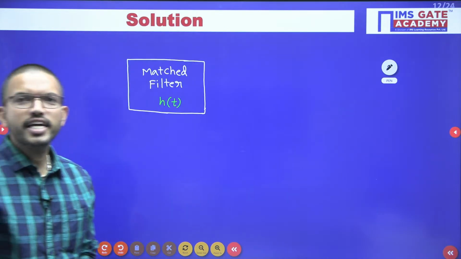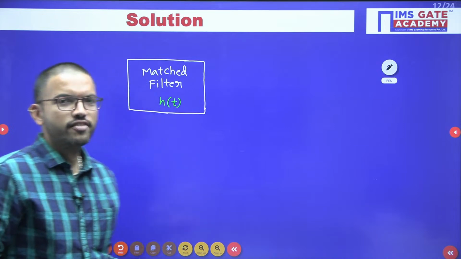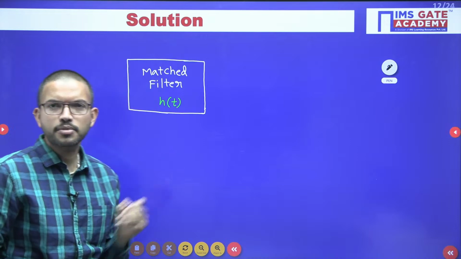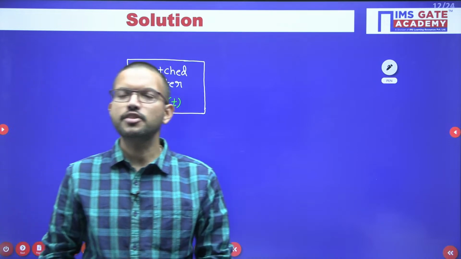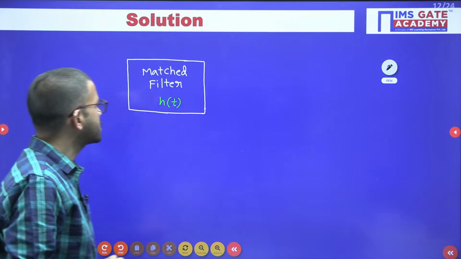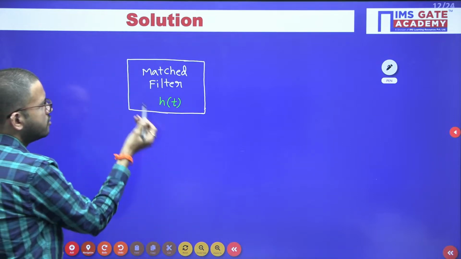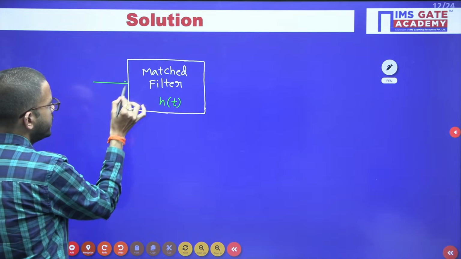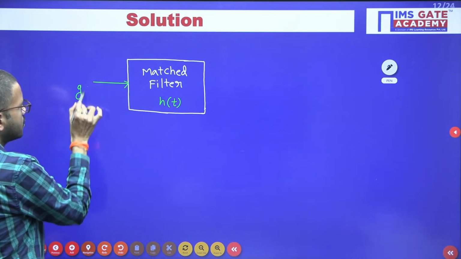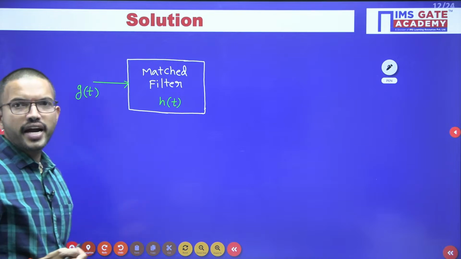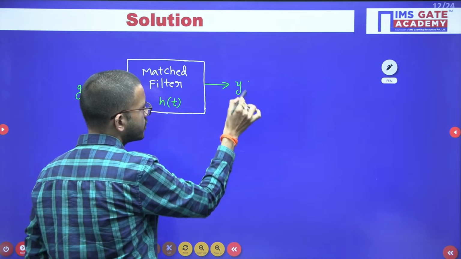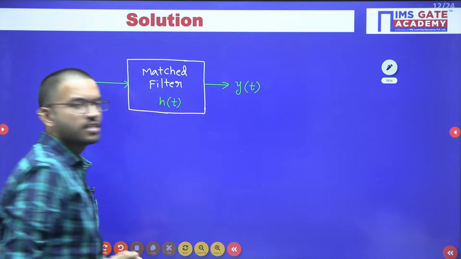Okay, so we are getting different answers for this question. Okay, we'll discuss. Which one will be the correct? Whether whatever the options so far we have got, whether those are correct or whether you are going to get correct option is different. Okay, we'll see. So for the matched filter, here according to the given question, you are having the input g of t. G of t is the input, and for the timing I am assuming the corresponding output as y of t.